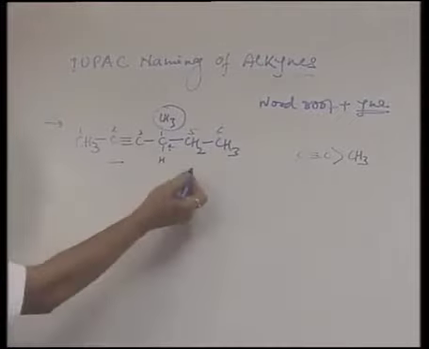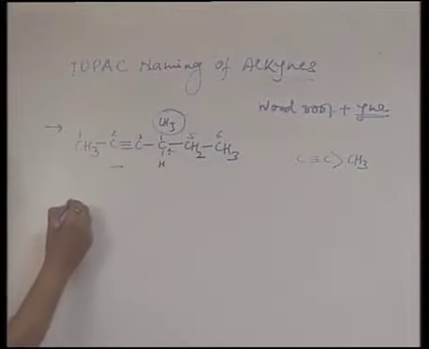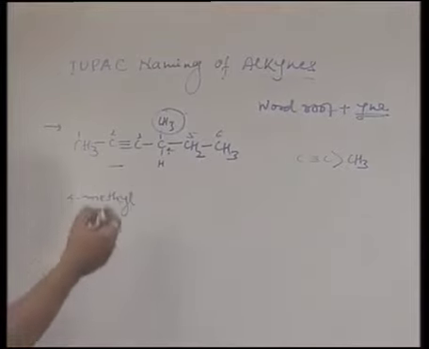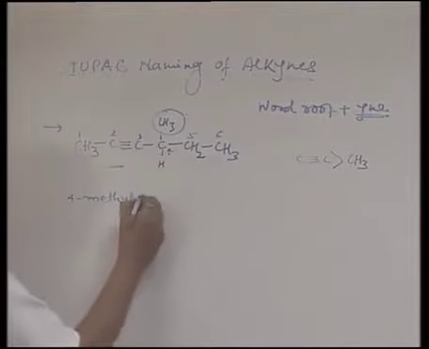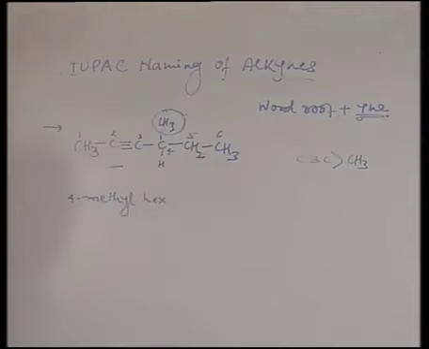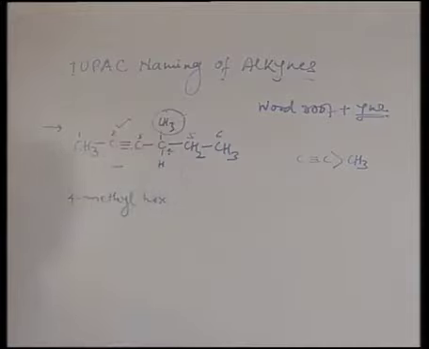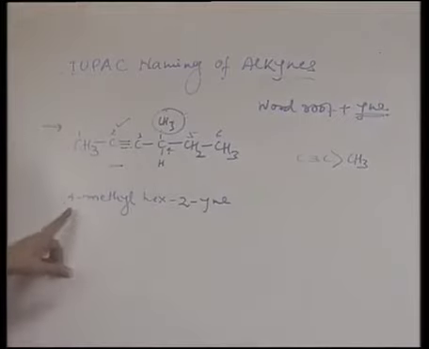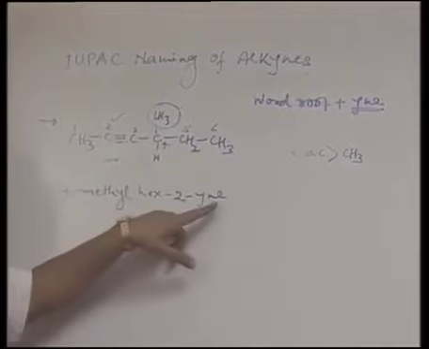And for naming this compound we have to write first the name of this alkyl group and its position like this, 4-methyl, and now the name of this carbon skeleton and its word root. It contains 6 carbons, the word root will be hex, and then the position of this alkyne, that is 2, and then the last word yne. That means the name will be 4-methylhex-2-yne, the correct IUPAC naming of this compound.